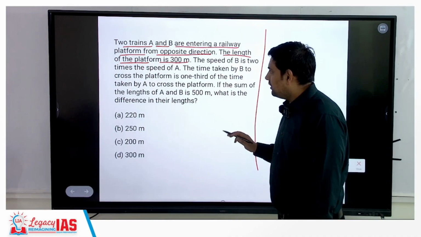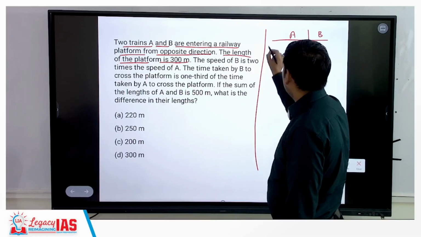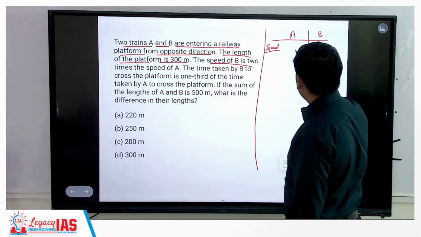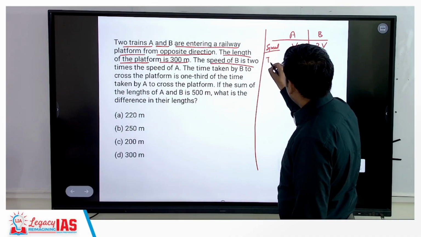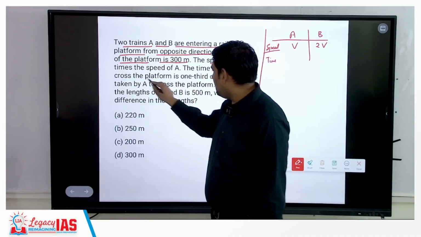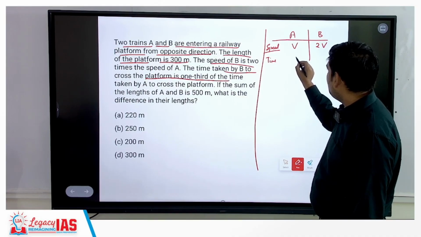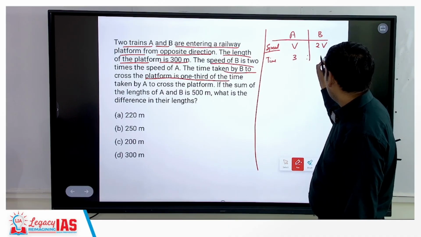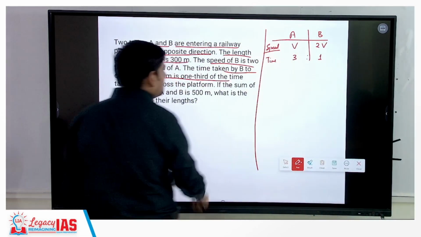So, according to the question, let's say this is train A, this is train B. Now, this says the speed of B is 2 times the speed of A. So, let's say A has a speed of V, then B has a speed of 2V. There is something about time also given here. That is, the time taken by B to cross the platform is 1/3 the time taken by A. So the ratio of time is 3:1. So A is taking much more time.